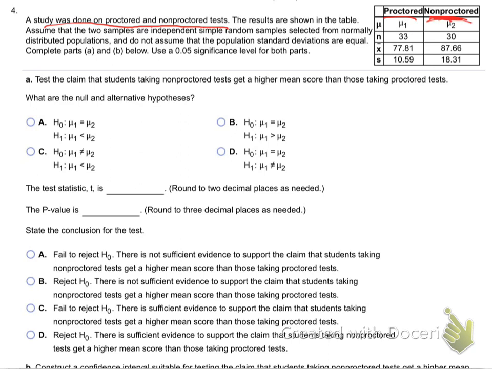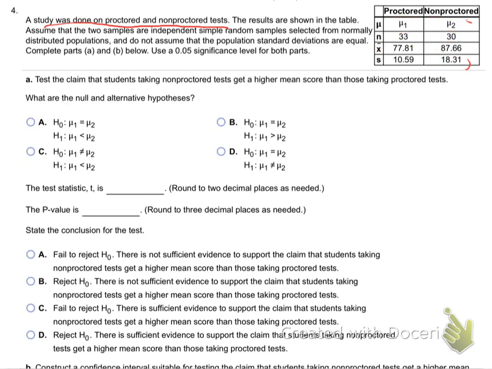So here we go. In the proctored group that had a proctor watching them, 33 took the test, and their average, x bar, was 77.81. Standard deviation, that's the average distance from the middle, 10.59. The other group, 30 took the test non-proctored, nobody watching them. 87 was the average. Now that's higher. That is almost 10 points higher. So we might suspect some kind of cheating. And that group had a standard deviation of 18. That's the typical distance from the middle. That data set's more spread out.